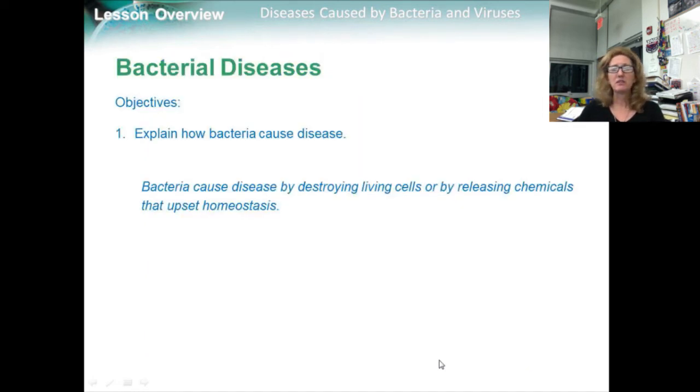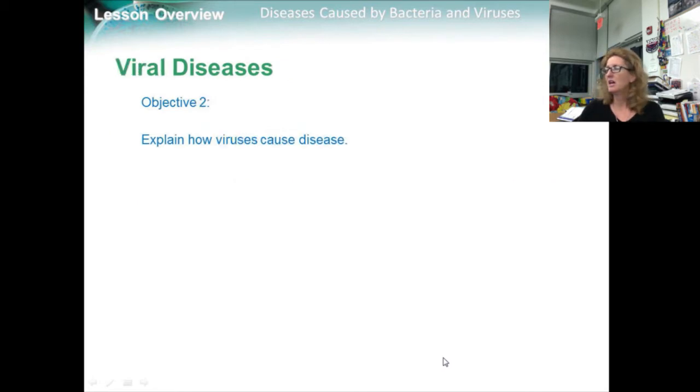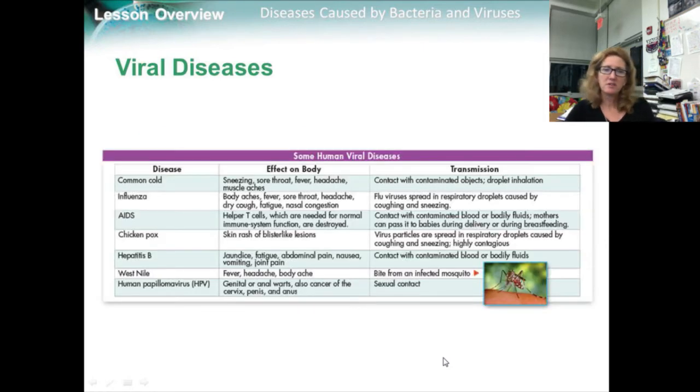So, explain how bacteria can cause disease. Bacteria can cause disease by destroying living cells or releasing chemicals that upset the homeostasis of the organism. Objective 2, explain how viruses cause disease. Like bacteria, viruses produce disease by disrupting the body's normal homeostasis. Viruses produce serious animal and plant diseases as well.